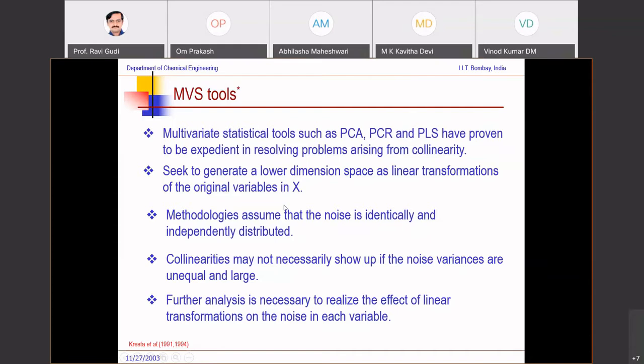So if I have x1, x2, x3, then, as you know from PCA, it will essentially generate a linear combination of those and define a lower dimension space. The methodologies assume that the noise is identically and independently distributed, which is not strictly correct. And so if there are collinearities and the like, we need to make sure how we deal with them when we are doing this kind of an analysis.